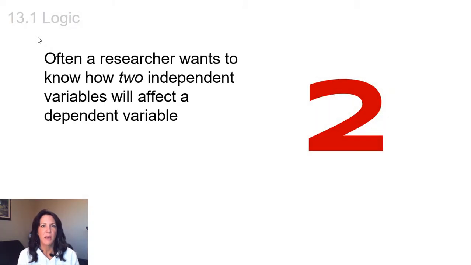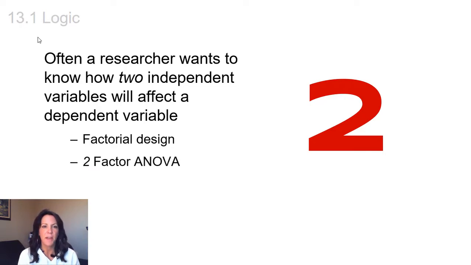But this week, we're going to talk about how sometimes a researcher wants to know how two independent variables will affect a dependent variable. So not just one independent variable, but two. We call this a factorial design. You're going to want to make sure you write that down. And we're going to be talking this week about what's called a two-factor ANOVA, or an ANOVA that has two independent variables.